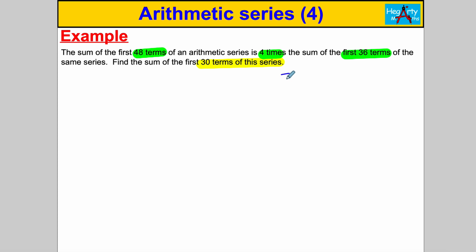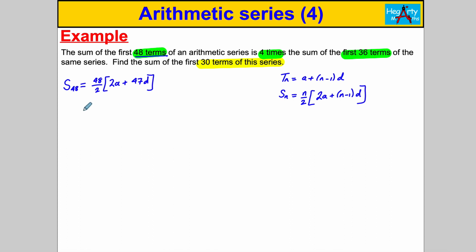It may be useful to know the nth term, which is a plus n subtract 1 multiplied by d. It's certainly going to be important to find the sum of n terms, which is given by the formula n over 2, 2a plus n subtract 1 multiplied by d. And let's see if we can use the facts given in the question. So we're told the sum of the first 48 terms, i.e. S48. So S48, we're going to substitute 48 in here. We've got 48 over 2, 2a plus 47d. And 48 over 2 is 24. So we've got 24 brackets 2a add 47d.